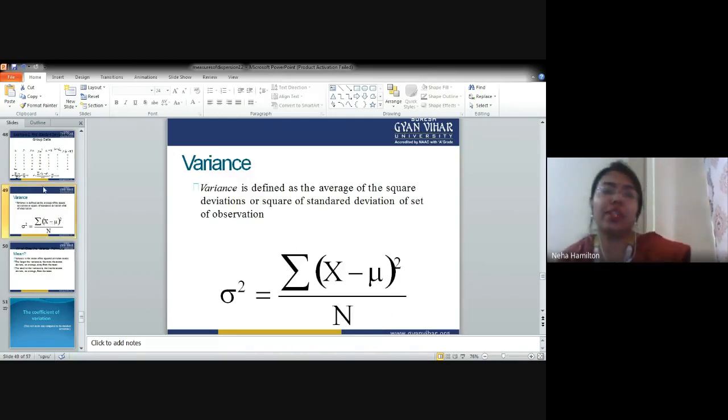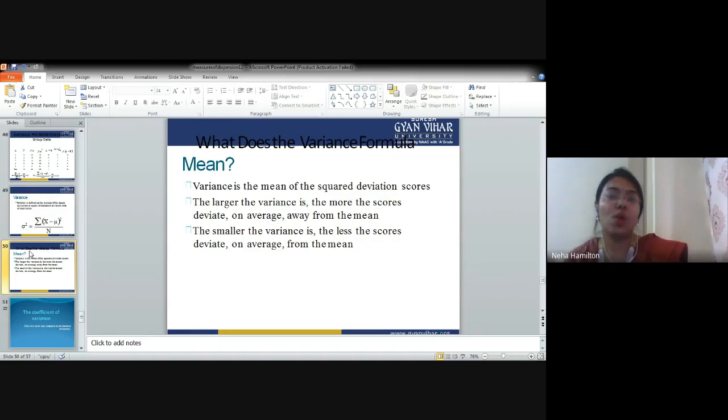Now we have to calculate the variance. Variance is defined as the average of the squared deviations, or the square of the standard deviation, of a set of observations. If we square the standard deviation, we can find out the variance. What does the variance formula mean? Variance is the mean of the squared deviation scores, right? The larger the variance is, the more the scores deviate on average away from the mean, and the smaller the variance is, the less the scores deviate from the mean, right?